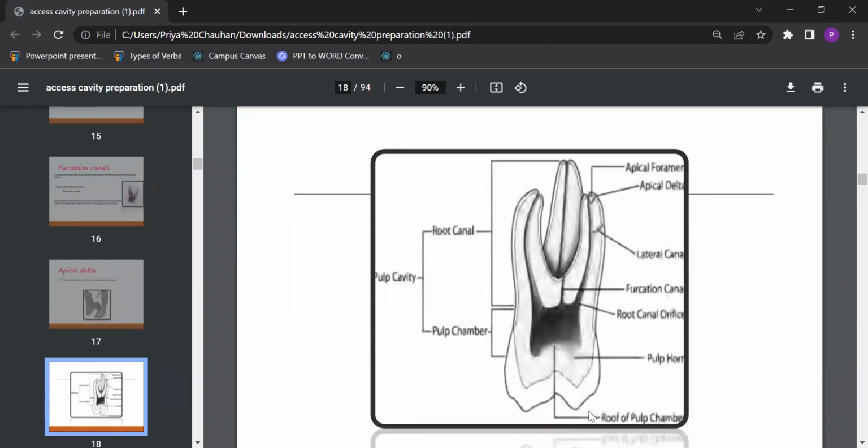Okay. So see the diagram again. This one is apical foramen. This Y shape is apical delta. This, at right angle to the main canal, is lateral canal. This, near the bifurcation or trifurcation of the multi-rooted teeth, is furcation canal. This is root canal orifices. This is pearl bond. This one, and this one is our loop of pearl chamber.